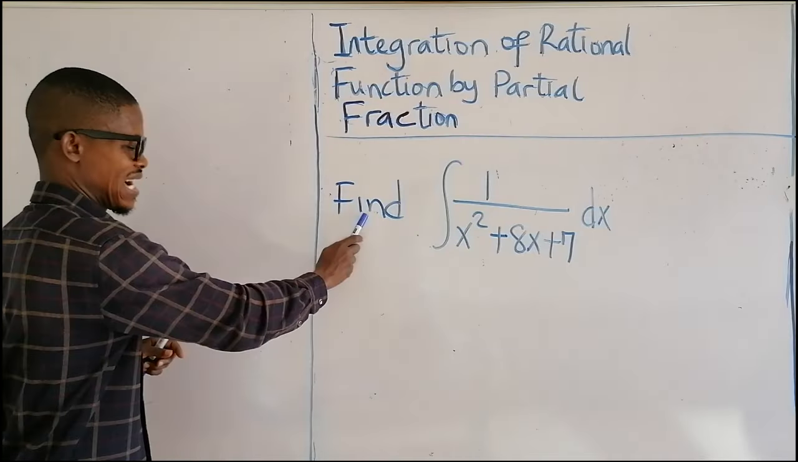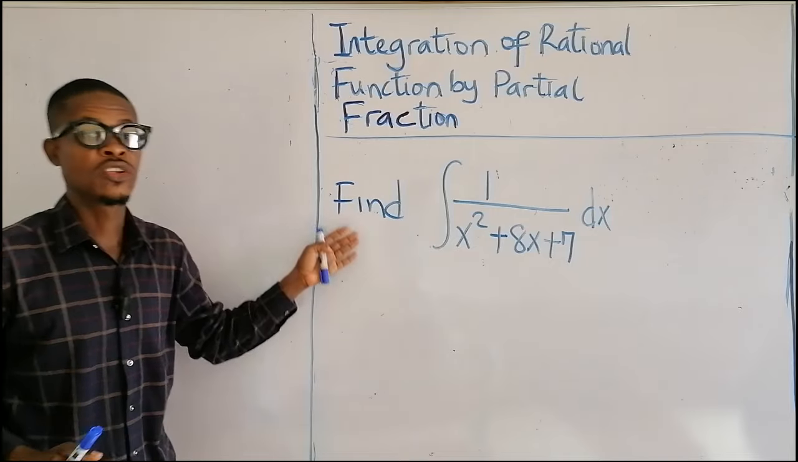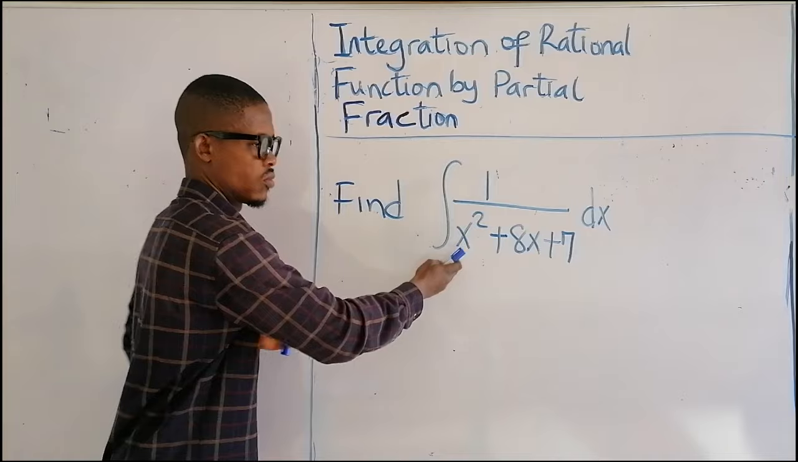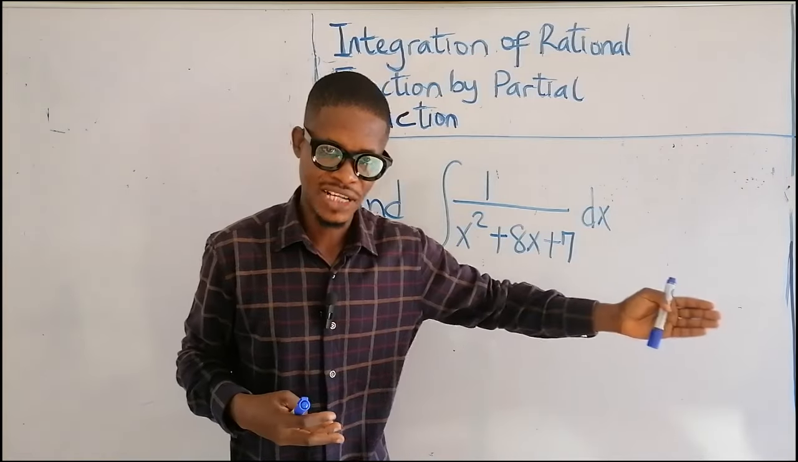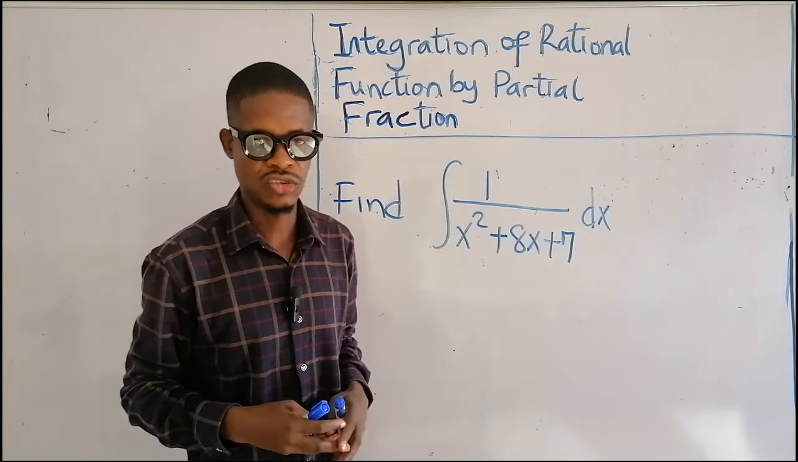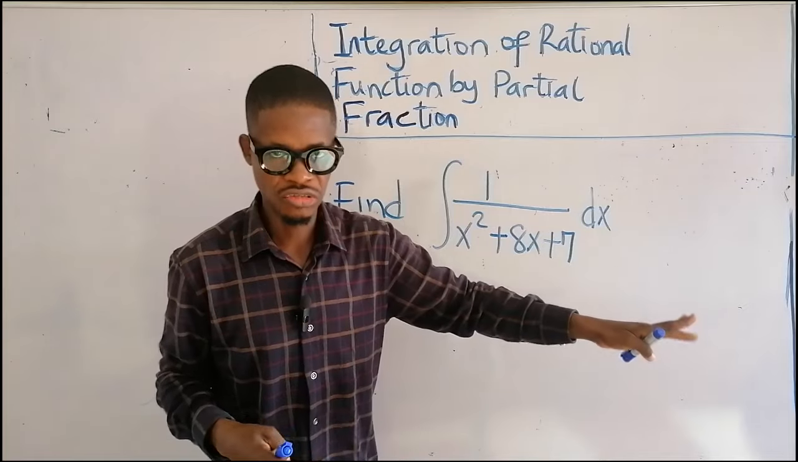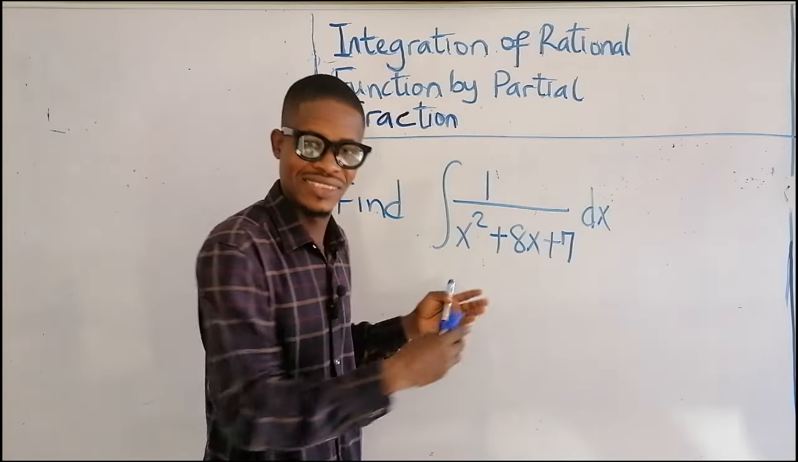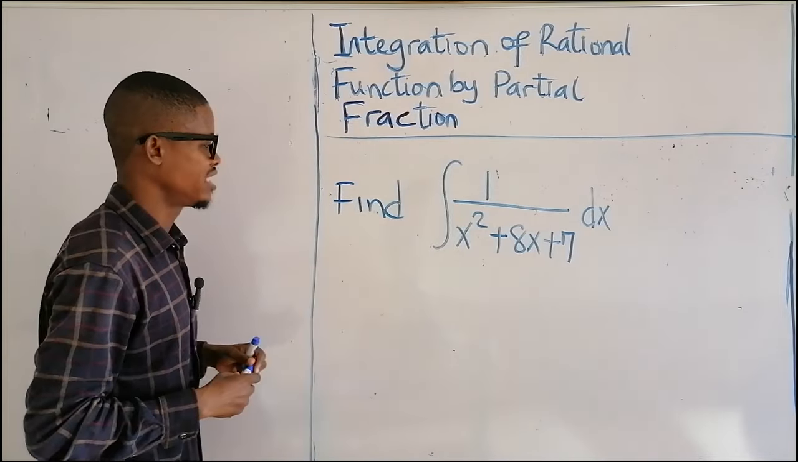Yeah, we're looking at this question, and this question will take us to case 2. In case 2, at the denominator, we're going to have a product of linear factors. How do we solve it? So I'm going to explain what to do when we have a product of linear factors at the denominator. Okay, so let's see the solution to this question.